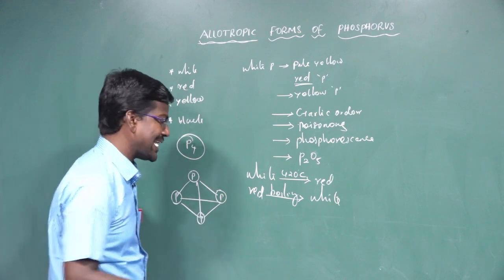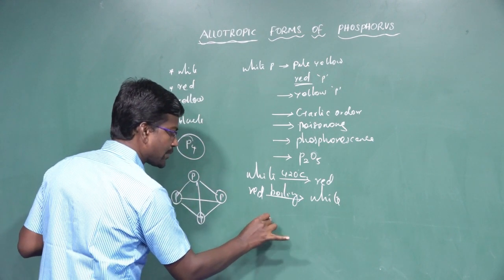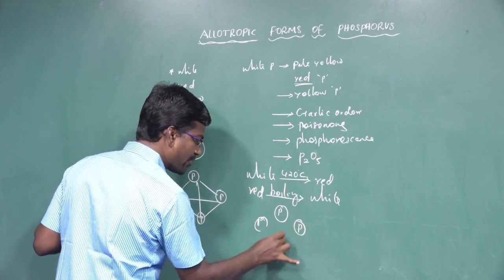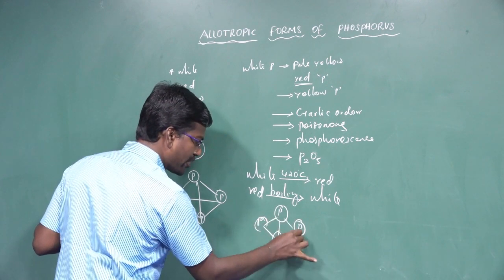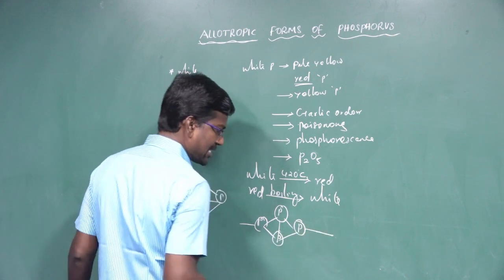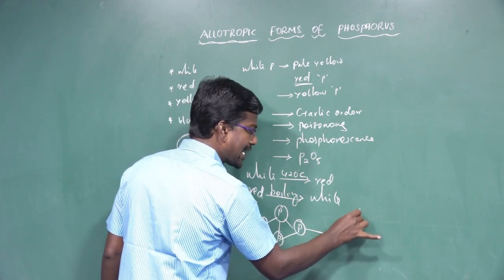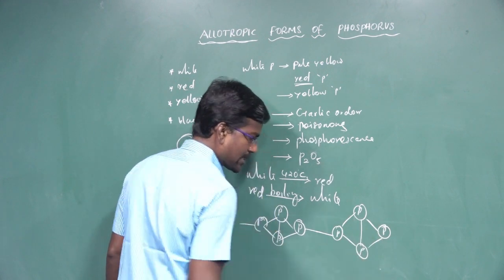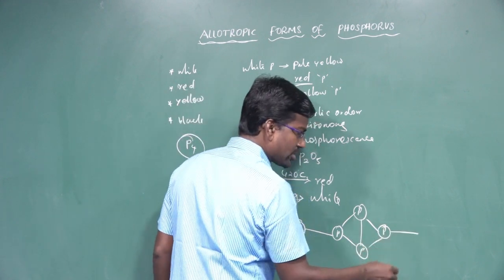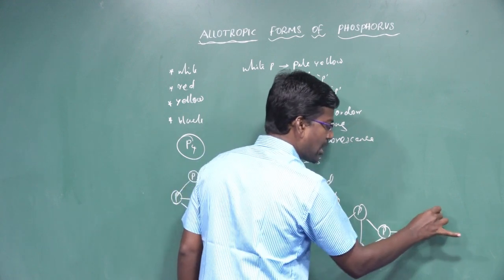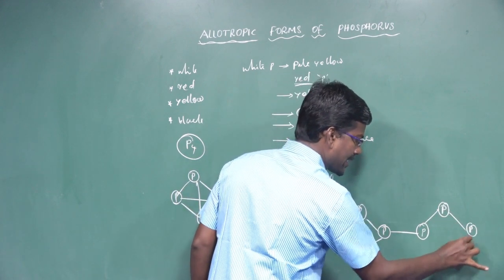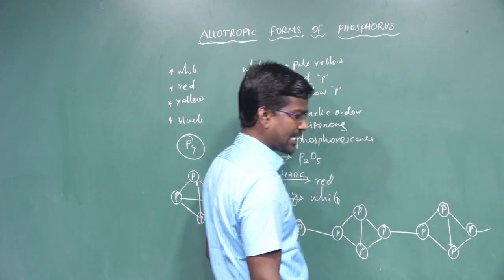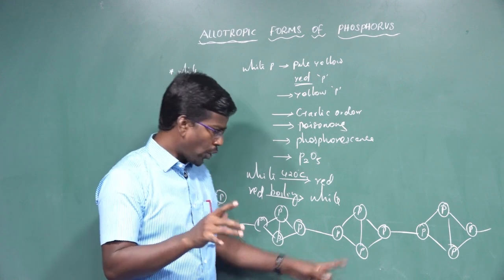tetrahedrally. Tetrahedral nature of phosphorus. It is one form of tetrahedral. The phosphorus is linked with another tetrahedral unit of phosphorus. Then that phosphorus again combines with another tetrahedral unit of phosphorus. Then phosphorus is linked with another tetrahedral because of four phosphorus atoms.